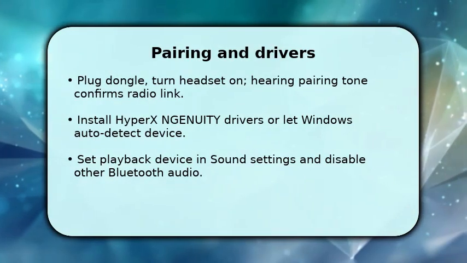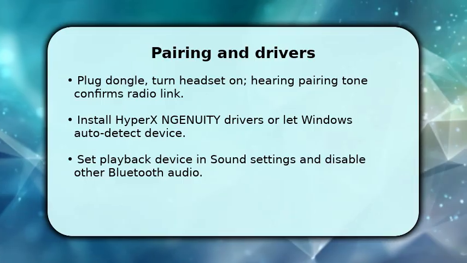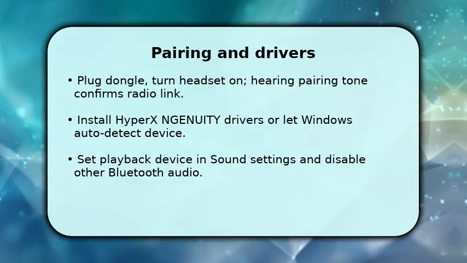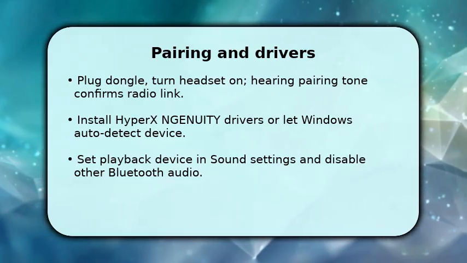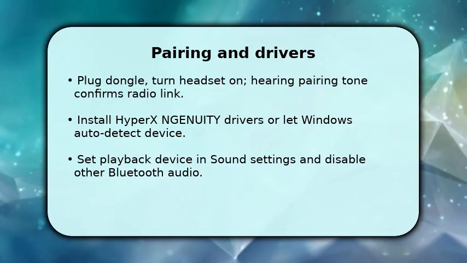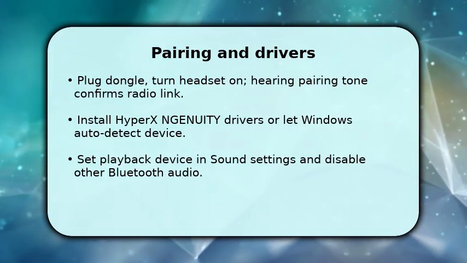Now pair the headset to the dongle and confirm drivers. Plug the dongle into the PC, then hold the headset power until the LED indicates pairing. You should hear a tone. This shows the wireless radio linked. Make sure Windows installs drivers automatically or run the Ingenuity installer to get full functionality.